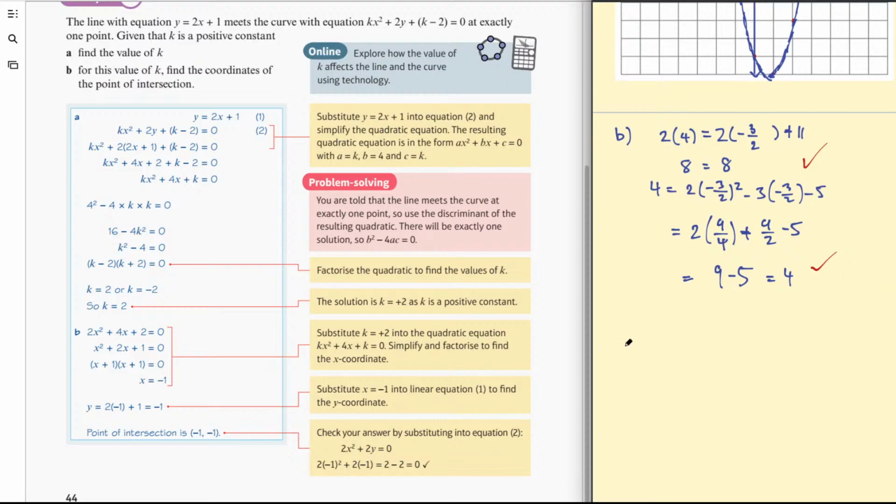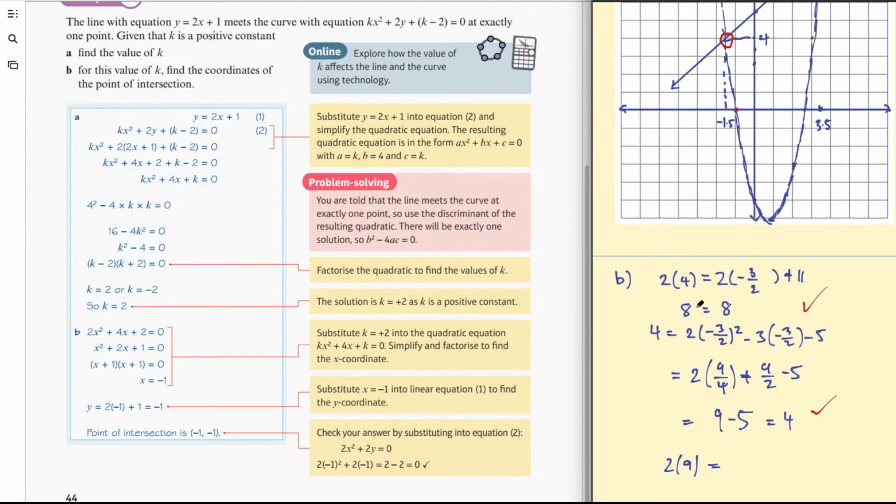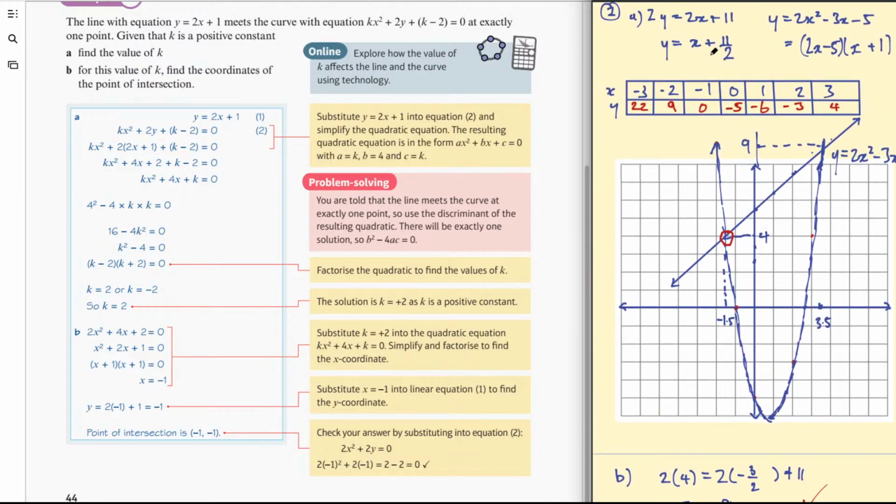So let's see. Plug them into the straight line equation. We have 2 times 9, and on the right, by the way, I wouldn't suggest doing it this way. I wouldn't suggest setting them equal to each other because maybe you're wrong. So you can set it out differently to this. But these are basically just rough notes. These are just checking that your solution is correct.